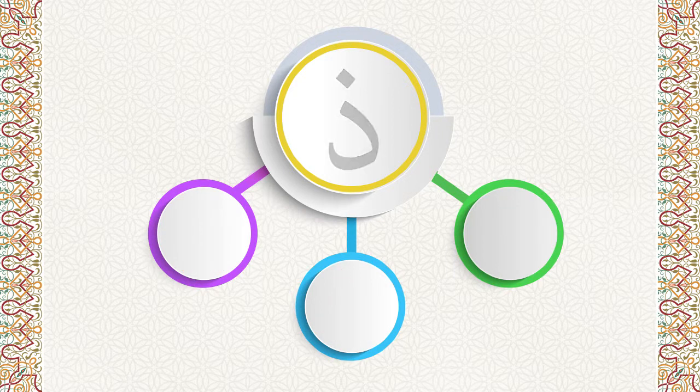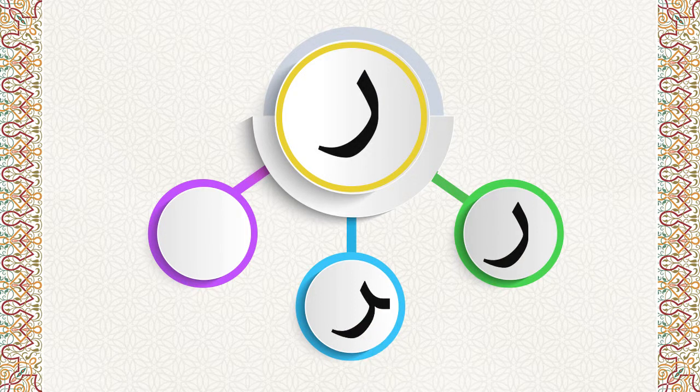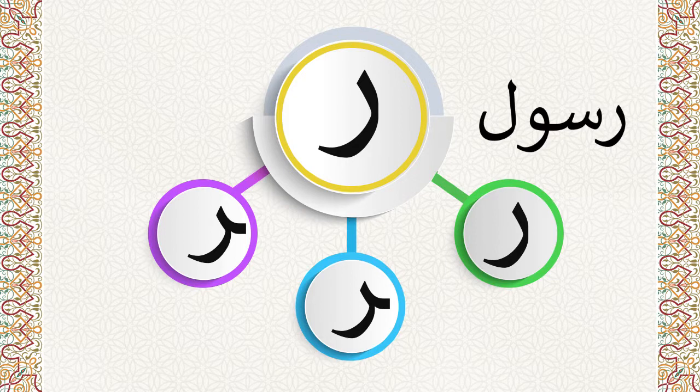And the next letter is Ra. This is the first shape, at the beginning of the letter. This is the Ra shape in the middle of the letter. This is the Ra shape at the end of the letter. When Ra comes at the beginning of the letter, this is the shape, with the example Rasulin.